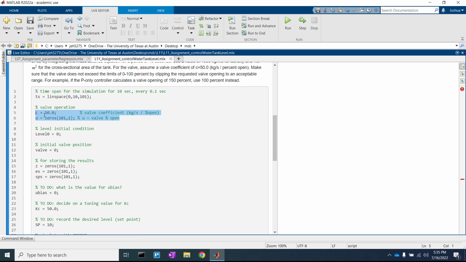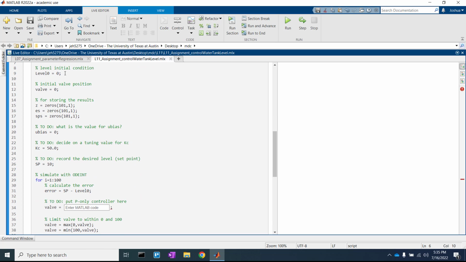We have valve operation coefficients, so we're setting our C equal to 50, which again is in units of kilograms per second per percentage open. And our zeros is going to be the same shape as our linspace. So we're going to have 101 rows, 1 column. It's set initially to zeros, and then as we manipulate our controller, each one of those rows is going to represent a discrete time point, and we're going to change the value at that specific element to reflect what we're interested in doing. Then we have an initial condition, an initial valve position as well.